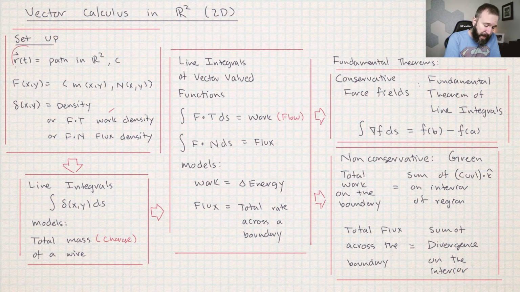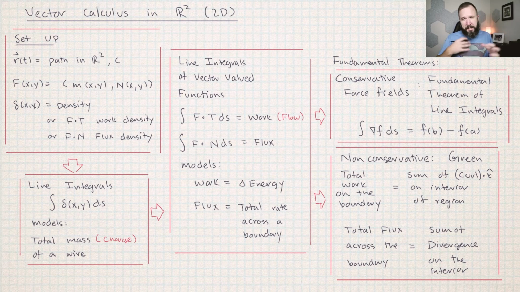You're going to have some kind of path in 2 dimensions, and the name of the path is C for curve, and then you're going to have a parameterization of the path, and you're going to call that R of t. Then there's always going to be some vector valued function, so that's going to be either a force or a velocity, and so we're going to call the x coordinate of that function M, and the y coordinate of that function N. And then there's going to be some kind of density function, delta.